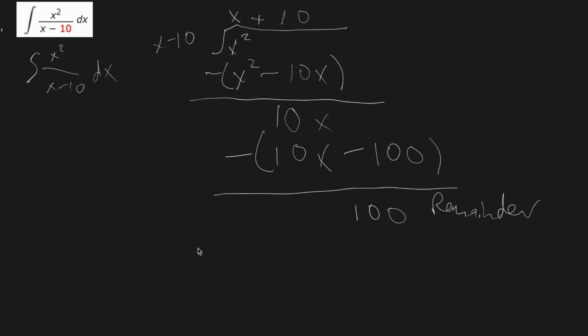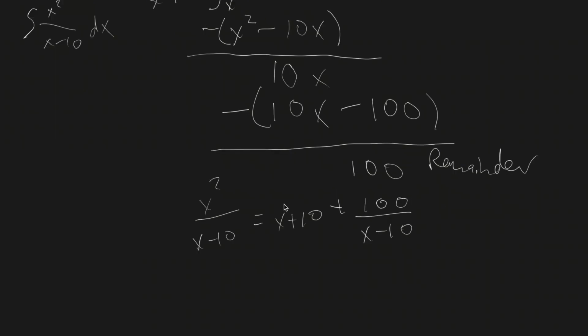This gives us the final answer: x squared divided by x minus 10 is equal to x plus 10, remember from up here, plus 100 divided by x minus 10. The 100 being the remainder, and then we're dividing by what we divided by before, x minus 10. This is the quotient when you do polynomial division here.